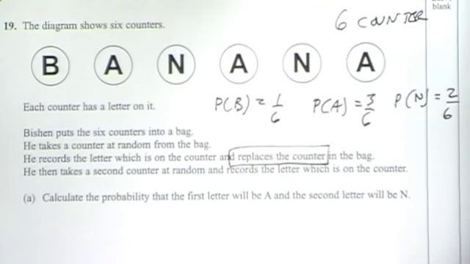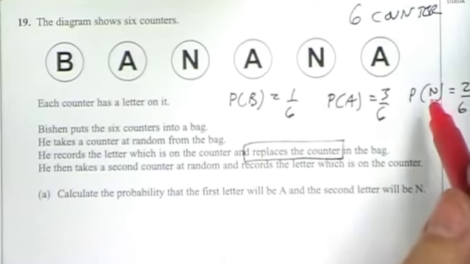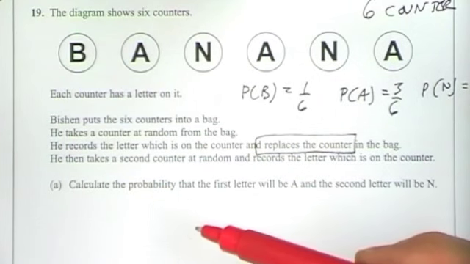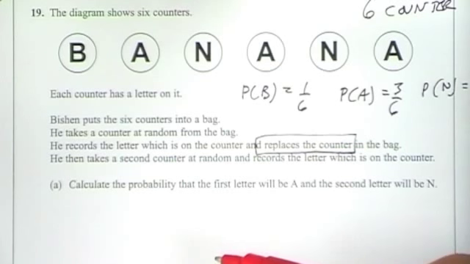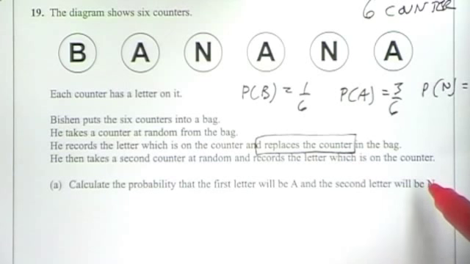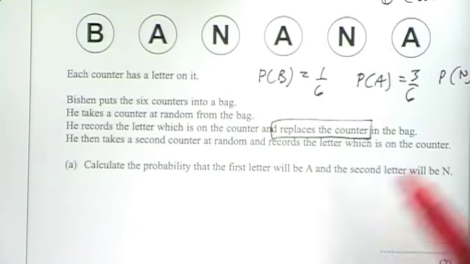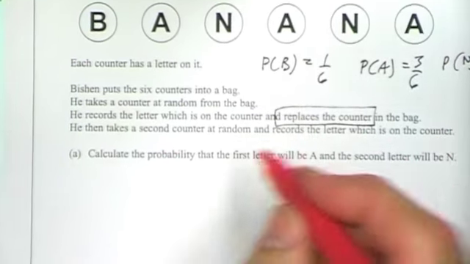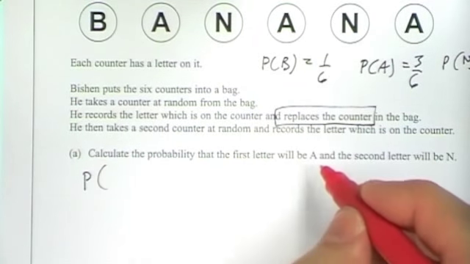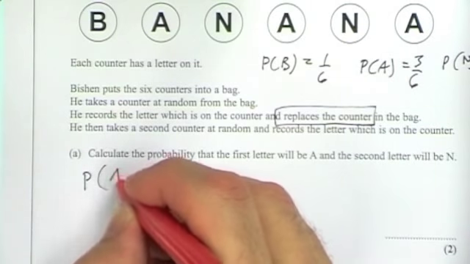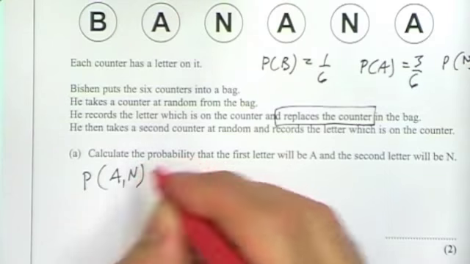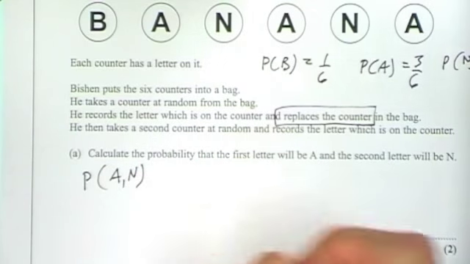The question actually asks not what the probability of individual counters are. That was an earlier question. This is about combined probability, where you have 2 things happening one after the other. And it says calculate the probability the first letter will be an A and the second letter will be an N. Now please, can you get in the habit of actually writing down what the options are? Write down probability of an A followed by an N. I would just put A, you could just put AN. I put a comma there just to separate. Probability of an A followed by an N.